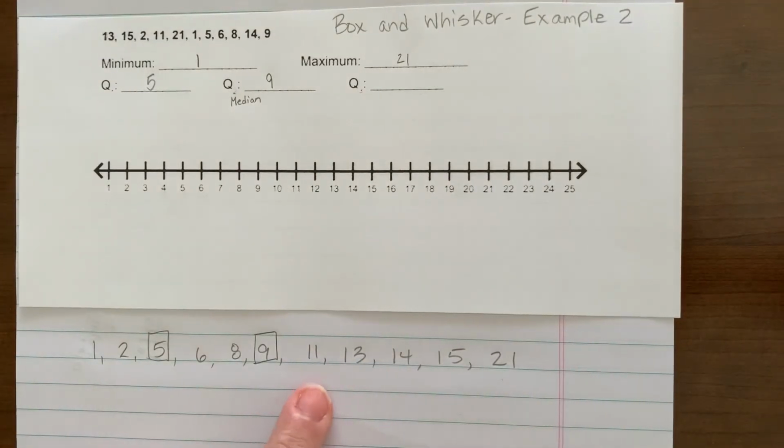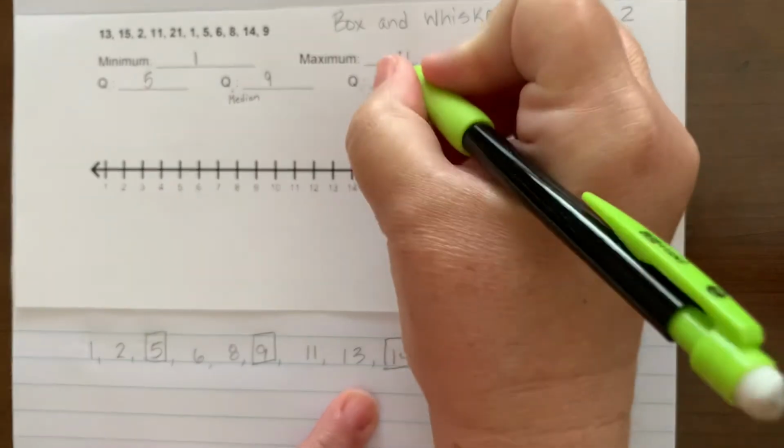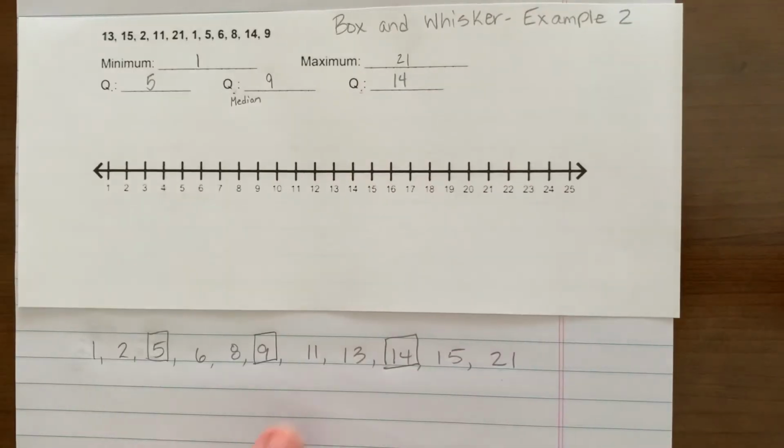And then I'm going to do the same thing over here. Remember, I'm not including that number 9. I'm going to work to the right of it. I'm going to start here and count in and count in. So I found out that the number 14 is my quartile 3.